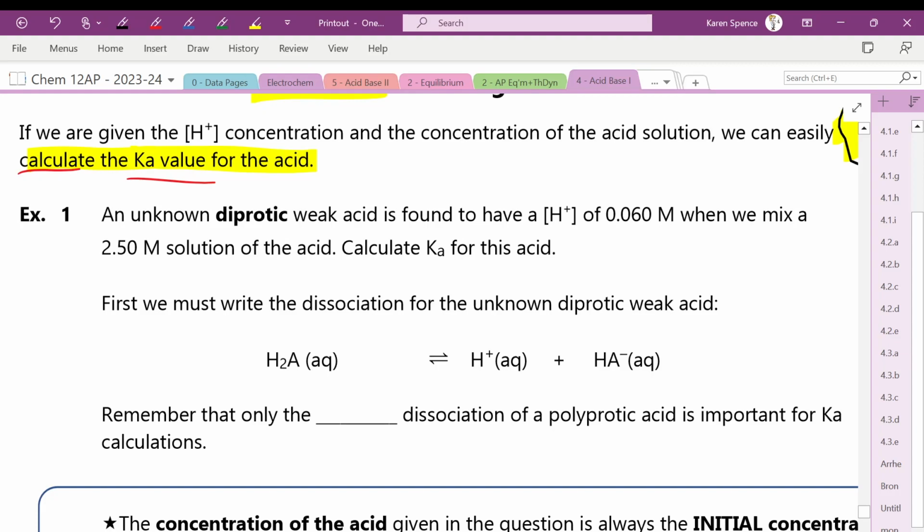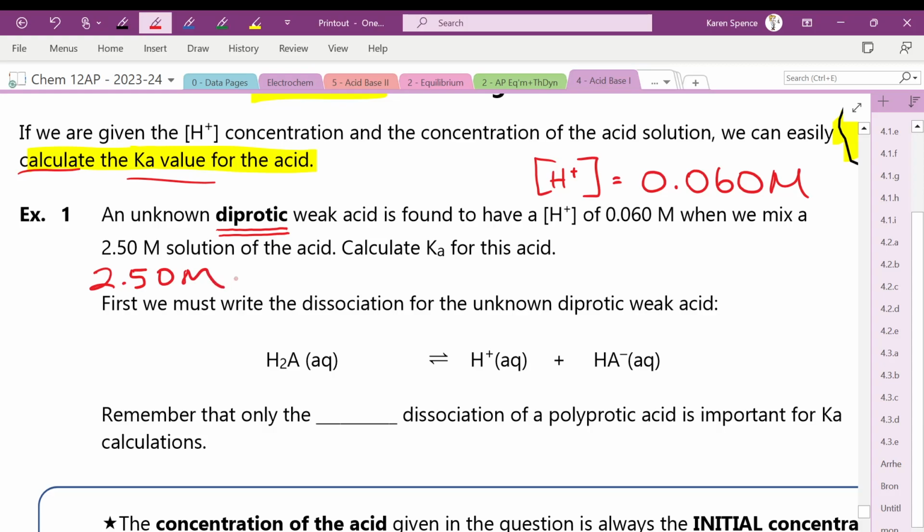So we have an unknown diprotic weak acid. It is found to have a hydrogen ion concentration of 0.060 molar when we mix a 2.50 molar solution of the acid. And now we're going to calculate Ka.